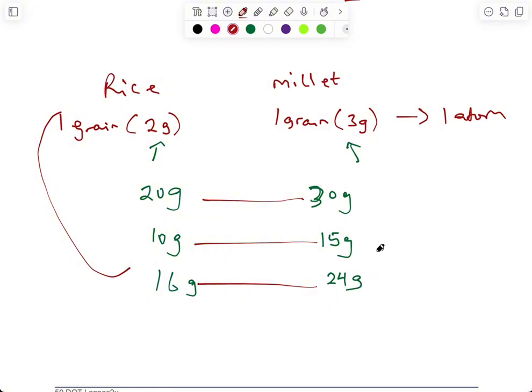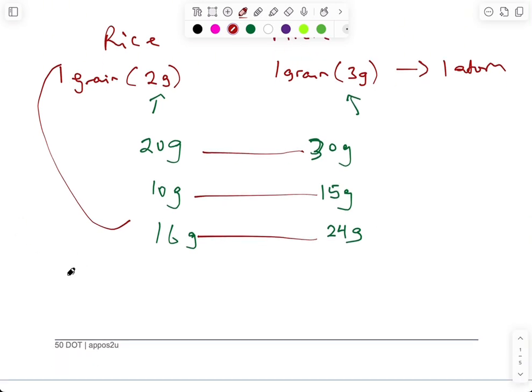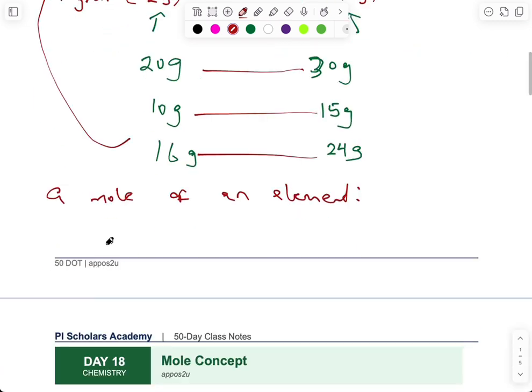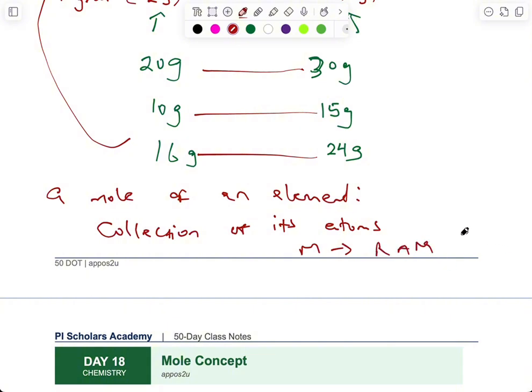So whenever you measure the mass like that, which now brings me to the definition of a mole. What is a mole of an element? A mole of an element is a collection of its atoms, such that when you weigh this collection, that mass will correspond to the relative atomic mass of the element.